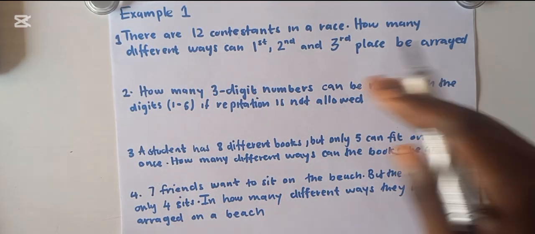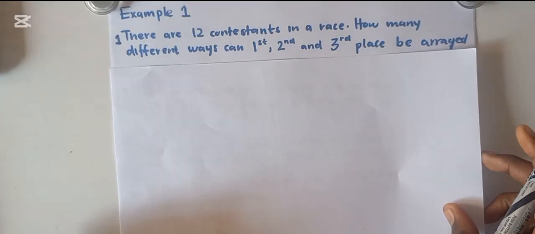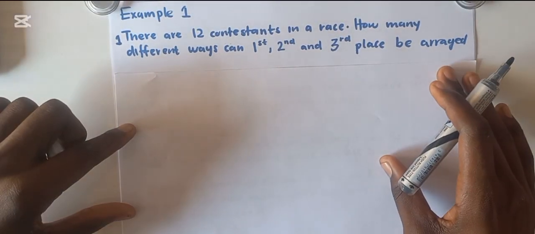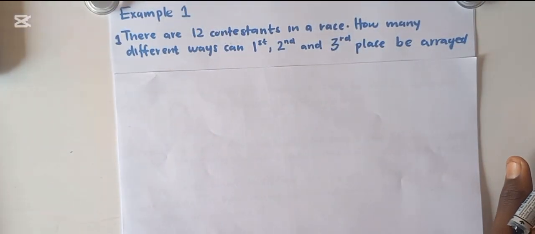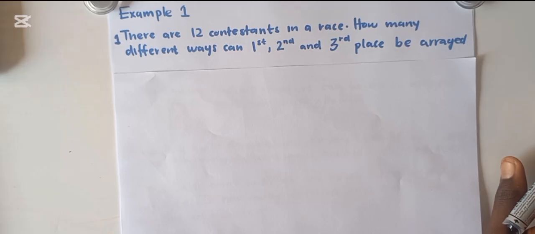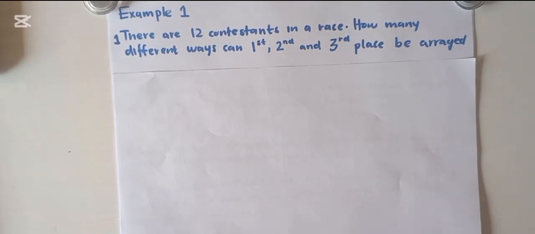So I'm going to divide this, close this, and take the remaining questions and do it one by one. The first question says that there are 12 contestants in a race. How many different ways can 1st, 2nd and 3rd place be arranged?